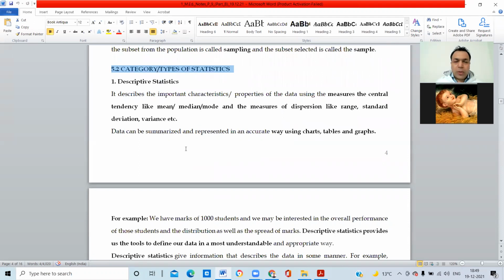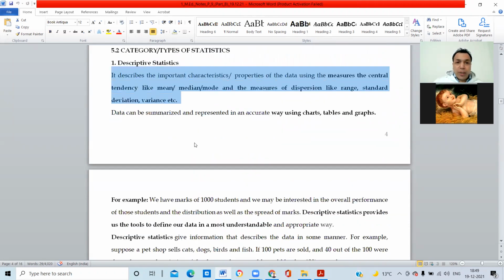So I have already told you there are 2 types. One is descriptive and one is inferential statistics. So here we do it in detail. In descriptive statistics, we use the central tendency, that is used to describe the data. Under the descriptive statistics, we use the central tendency: mean, median, mode, and measures of dispersion like range, standard deviation, and variance. Okay, this thing you have to remember.